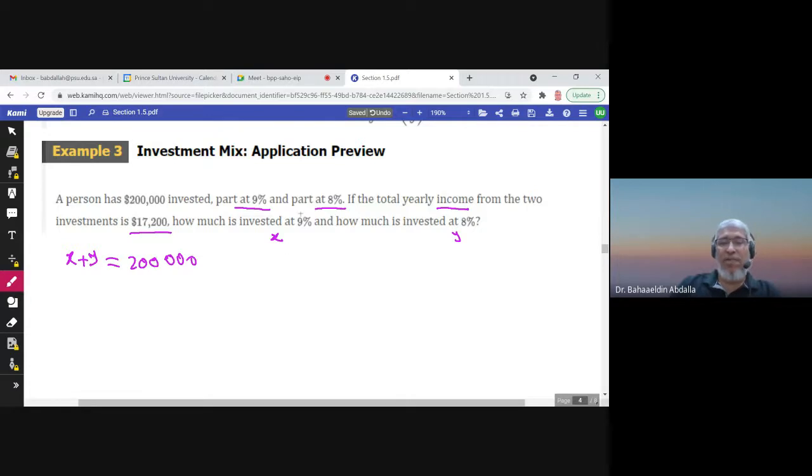Okay, so now the income. We have the income. The income is $17,200. How to find it? Well, he invested X amount at 9%. This means that the income of this X would be 0.09, 9% of X, plus 8% of Y, this would be the income of Y, equals the total income, which is 17,200. So these are the two equations, and we need to solve them and find the values of X and Y.